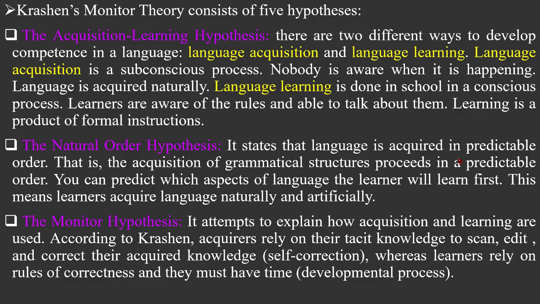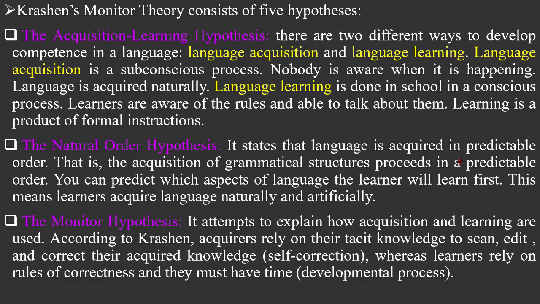And there is language learning, which is done in school, and you are conscious. So you are conscious of the rules. The teacher provides you with lessons and explains the rules. So you are aware of the rules, and you talk about the rules. So this kind of learning is the product of formal instructions. So in this hypothesis we have acquisition and learning, and they are different according to Krashen.